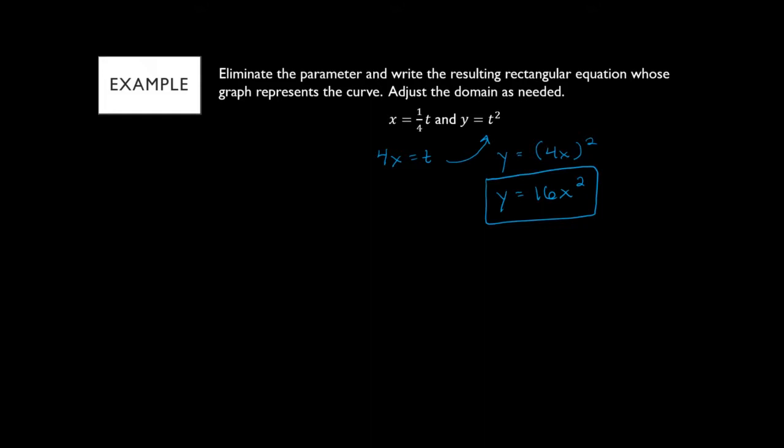These are equivalent. If you went into Desmos and graphed 1/4 t and t squared, it will give you the same picture as 16x squared. You don't have to do any adjustments on our domain. So it's pretty simple to eliminate the parameter, not that hard at all.